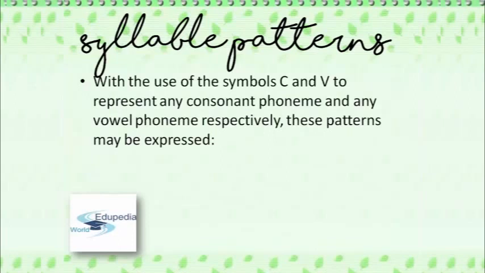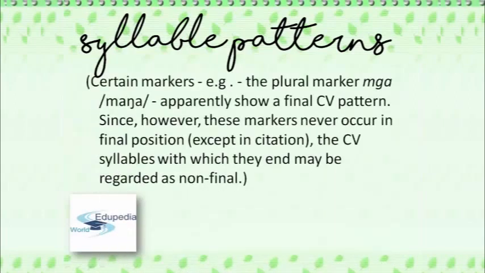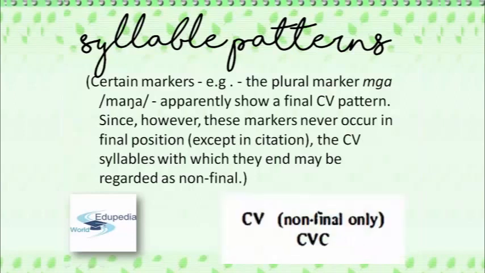With the use of the symbols C and V to represent any consonant phoneme and any vowel phoneme respectively, these patterns may be expressed with this. We have the CV, CVC for non-final only. Certain markers, for example, the plural marker mga, apparently show a final CV pattern. Since, however, these markers never occur in the final position except in citation, the CV syllables with which they end may be regarded as non-final. Again, we have here CV, CVC, non-final only.